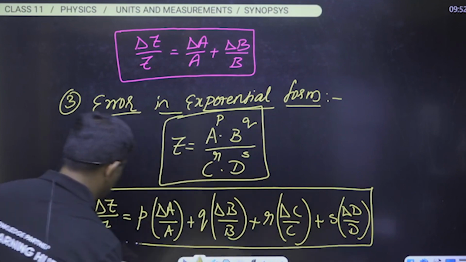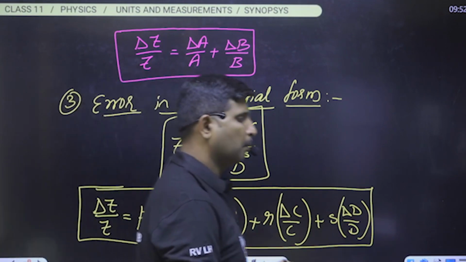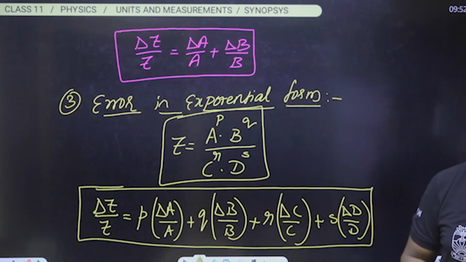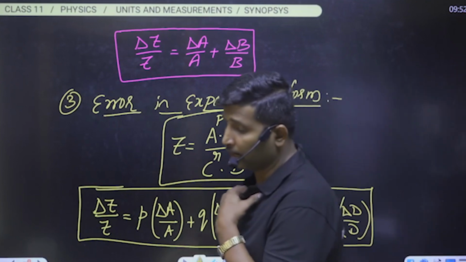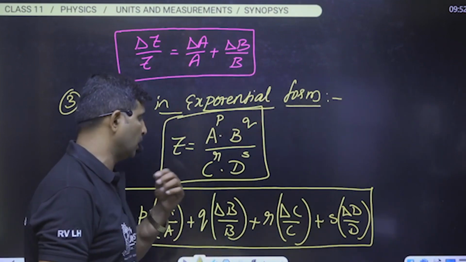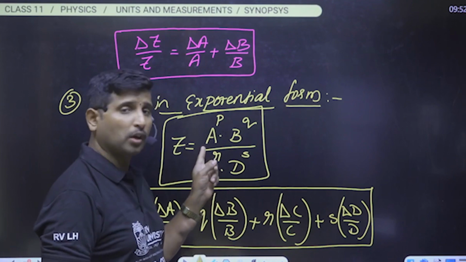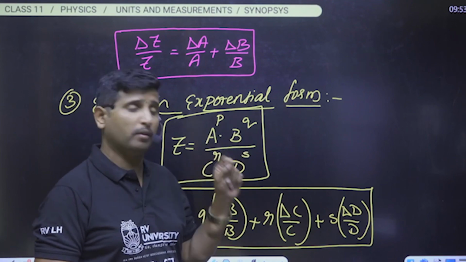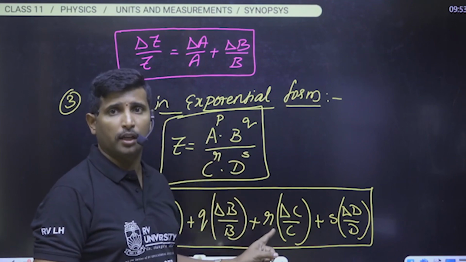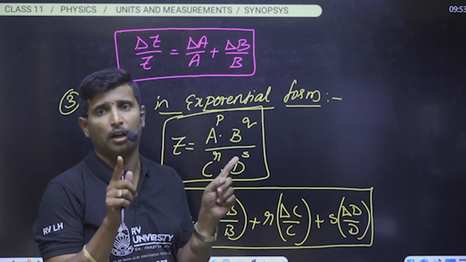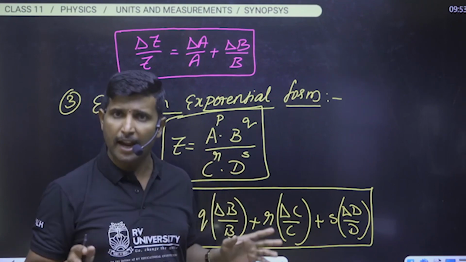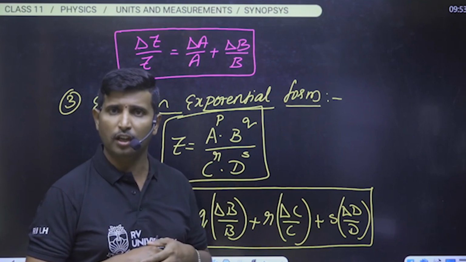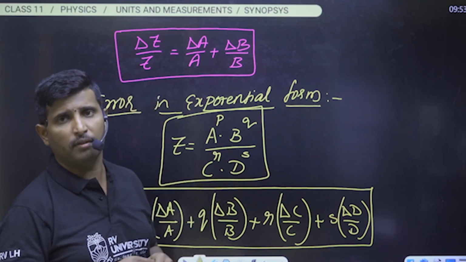we have to write the relative error in the exponential form. Some people use too much cleverness. See here, in the denominator there is c power r, and if it goes up, it becomes minus r, so they use minus. But it should not be subtracted. Errors should always be added. Is it clear? I hope you can understand each and every point.